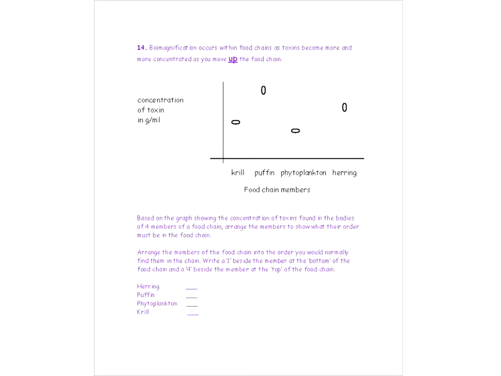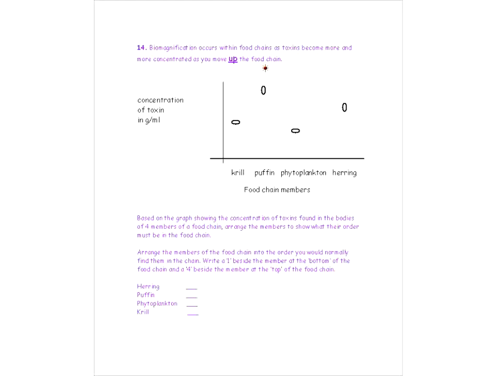Okay, so that's what biomagnification is. So we have a question that kind of taps into that. Biomagnification, as we said, occurs within food chains as toxins become more and more concentrated as you move up the food chain. Let's see what this question says.